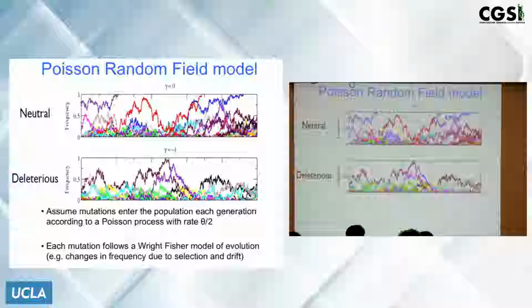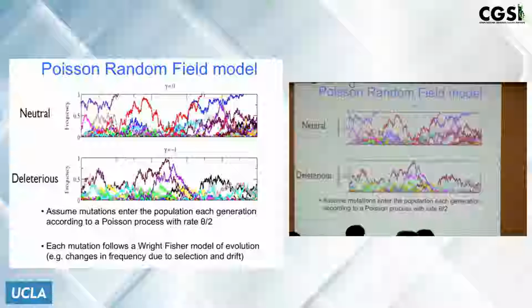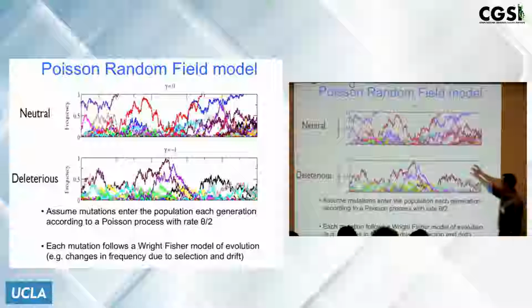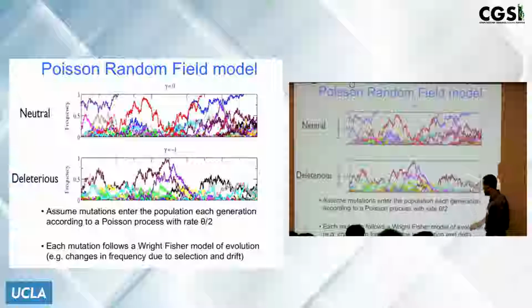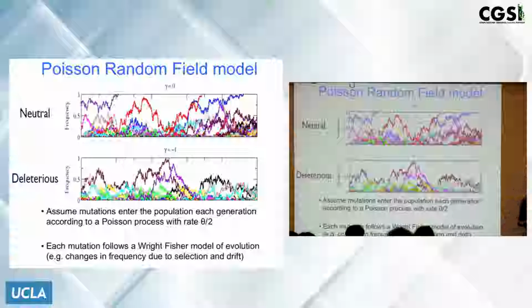The approach that I'm going to tell you about, that we're using, was originally developed by Sawyer and Hartl in the early 1990s, called the Poisson random field model. The basic idea is that mutations enter the population each generation essentially according to a Poisson process, at a specific rate. Then each mutation follows its own independent trajectory, as shown here by these colored plots. And we can use a simple Wright-Fisher model of evolution for each mutation independently.